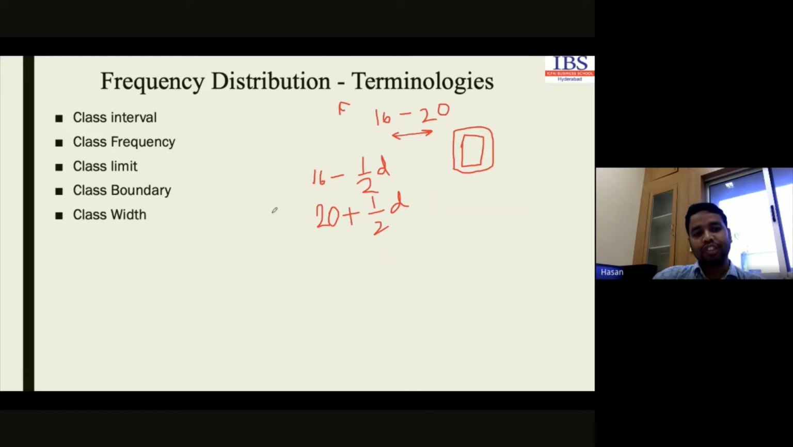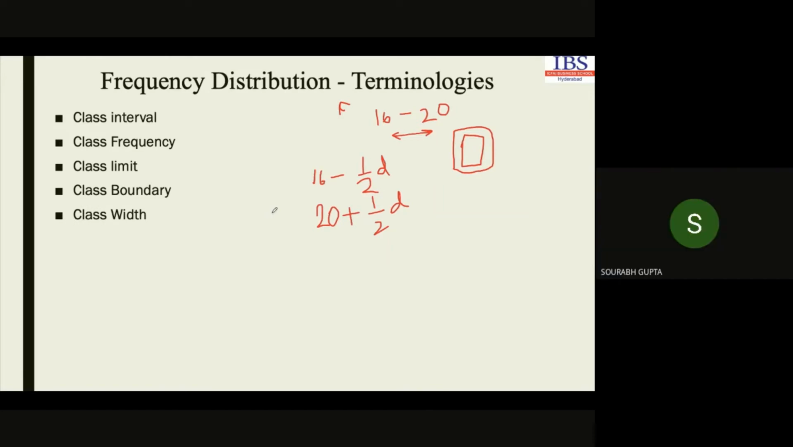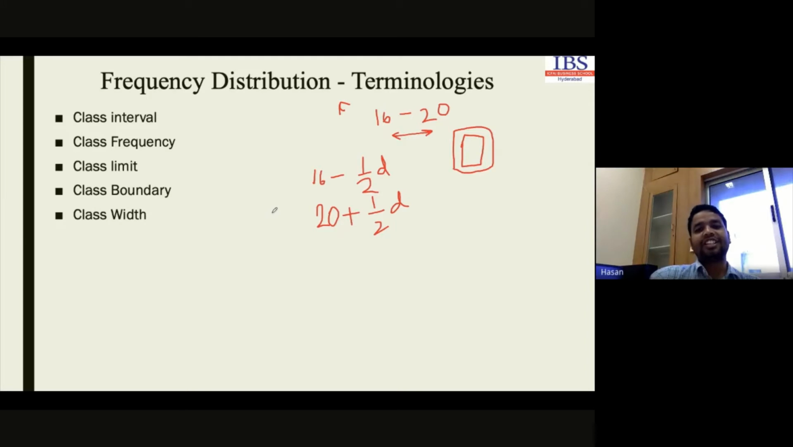Then class width. What is class width? Upper class boundary minus lower class boundary. Yes, excellent. This is class width. Don't mix up class limit and class width, okay? If we are talking about class length, then this will be class limit. When we are talking about class width, this will be upper class boundary minus lower class boundary. Not limit, okay?